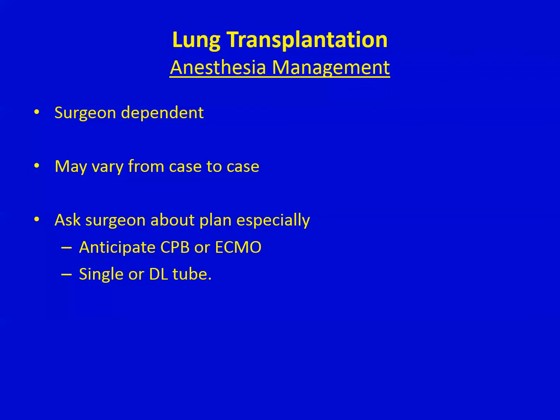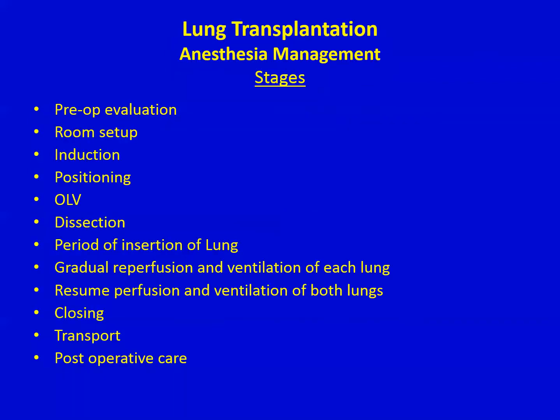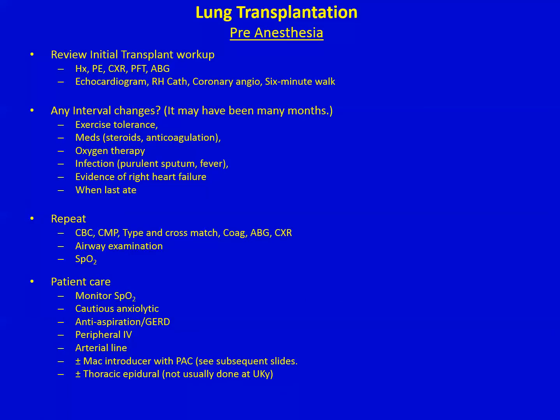The anesthetic management is highly influenced by surgeons' preferences. It may vary from case to case, and therefore it's important to ask the surgeon about their plans, especially regarding whether they anticipate use of cardiopulmonary bypass and whether they want a single or double lumen tube. This summarizes the various stages in the anesthetic management of these patients, beginning with the pre-op evaluation, room setup, induction, one lung ventilation, dissection, insertion of the lung, reperfusion, resuming perfusion, closing, transport, and postoperative care.